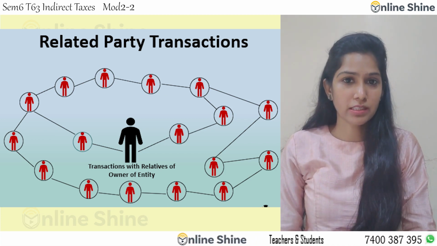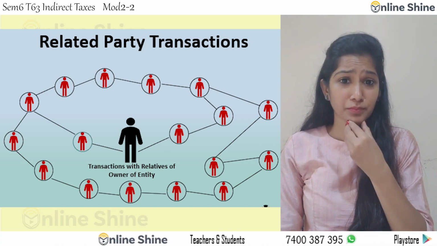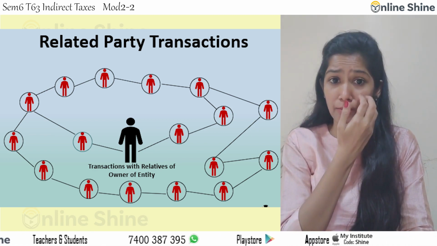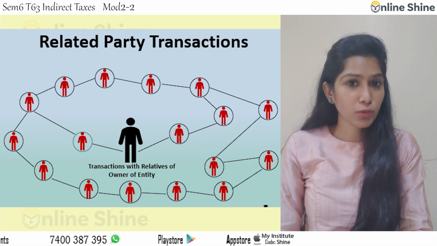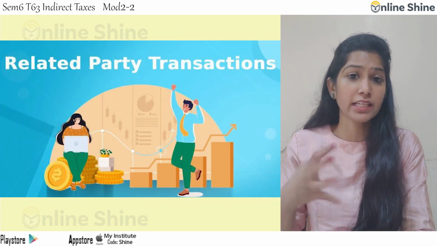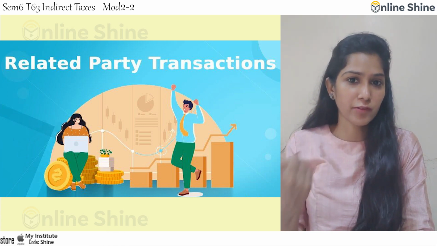What do I mean? Say for example, I am a wedding planner. I have my son. I am planning a wedding of my son. I am not charging anything from him. Do I have to pay? Yes, I have to pay. Say for example, the market value of planning the same wedding is 50,000. So I have to pay GST on 50,000.